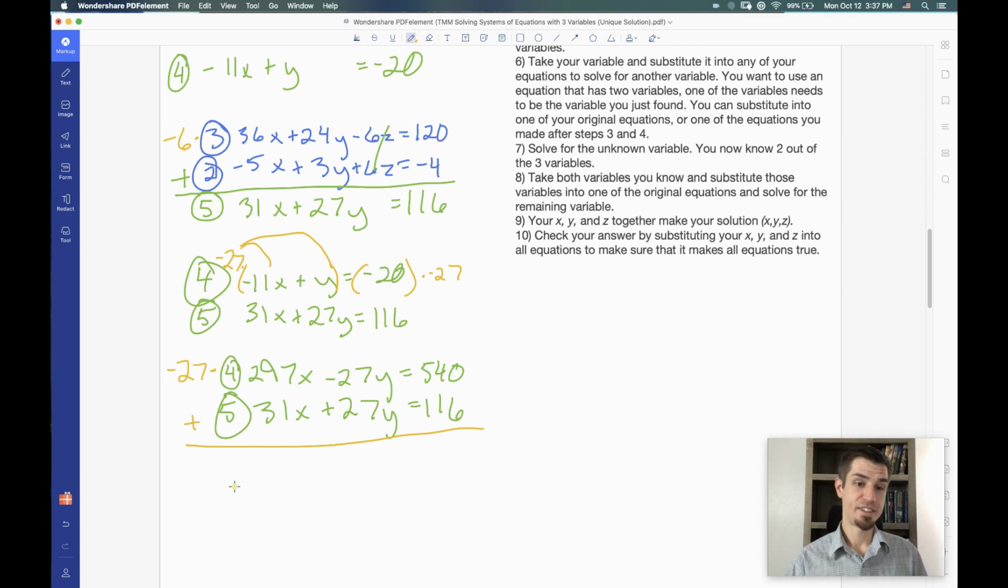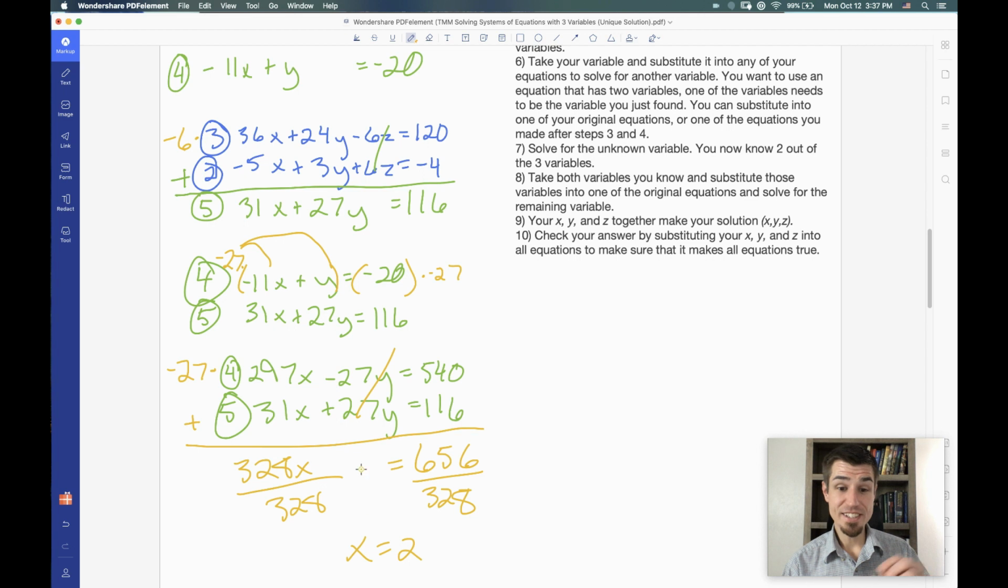So let's add. This is going to give us 328x. These eliminate, and this gives us what? 656? Yeah. Oh, that makes sense, right? 656 divided by 328, that's equal to 2. So x is equal to 2.